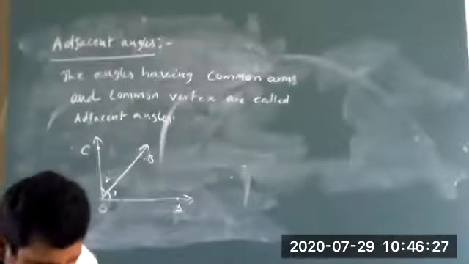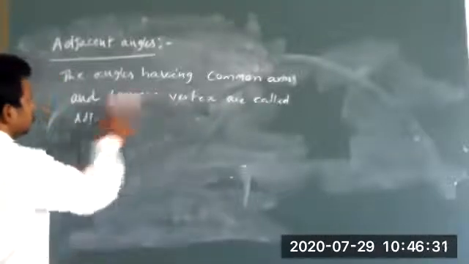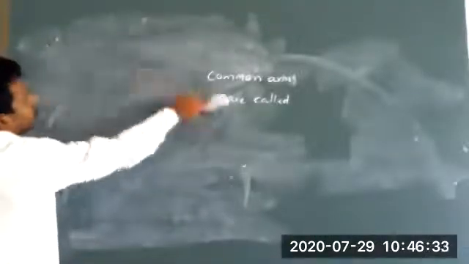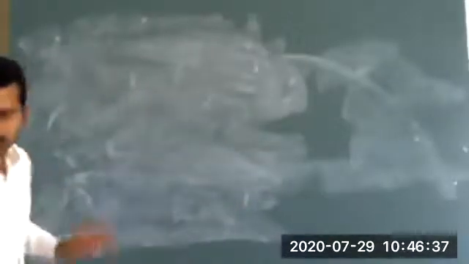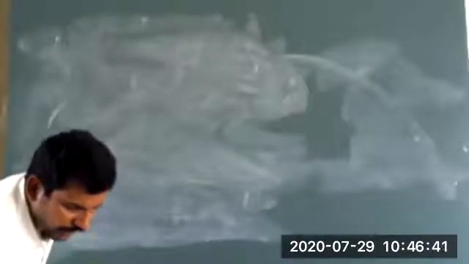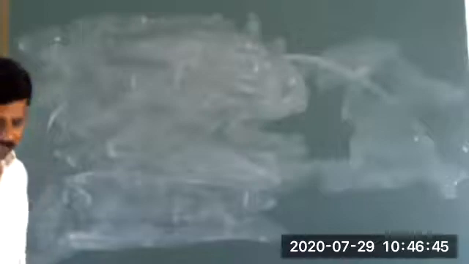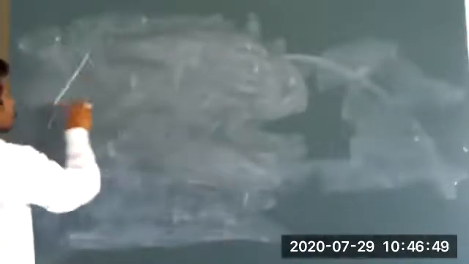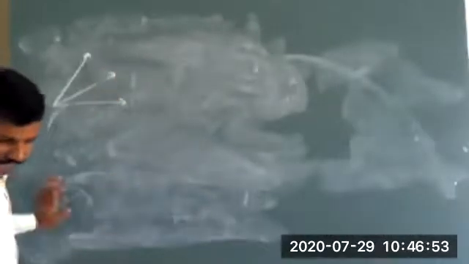Which of the following are adjacent angles? Here three pairs are given. Which of the following are adjacent angles? The first one, they are given like this.